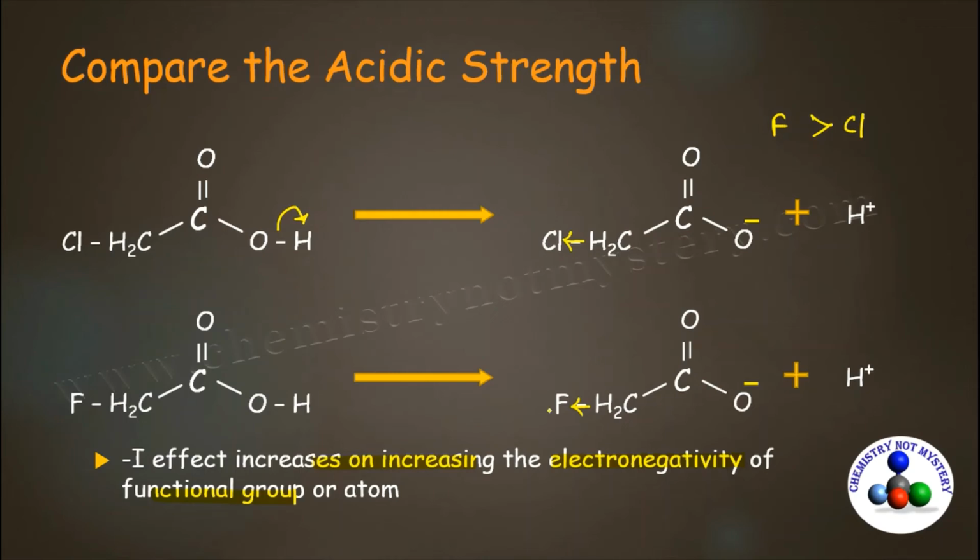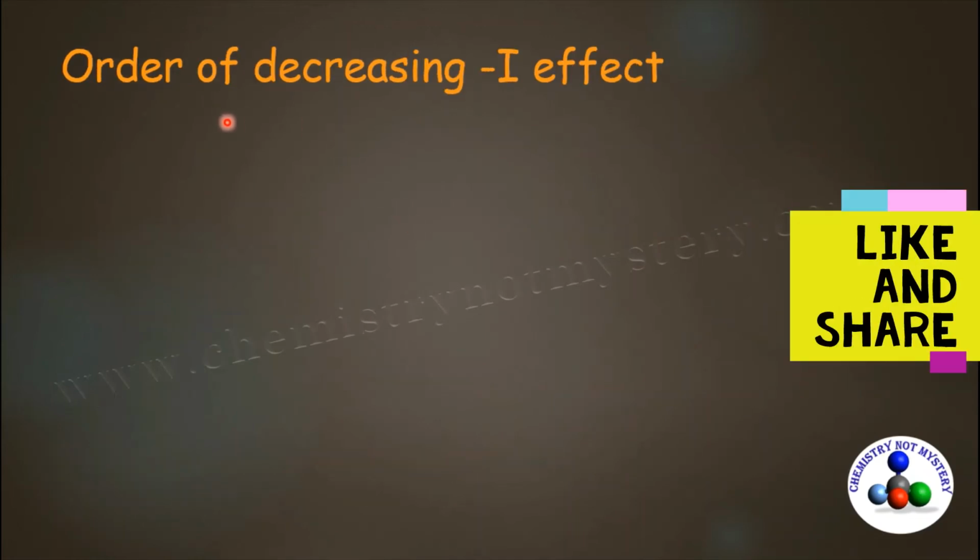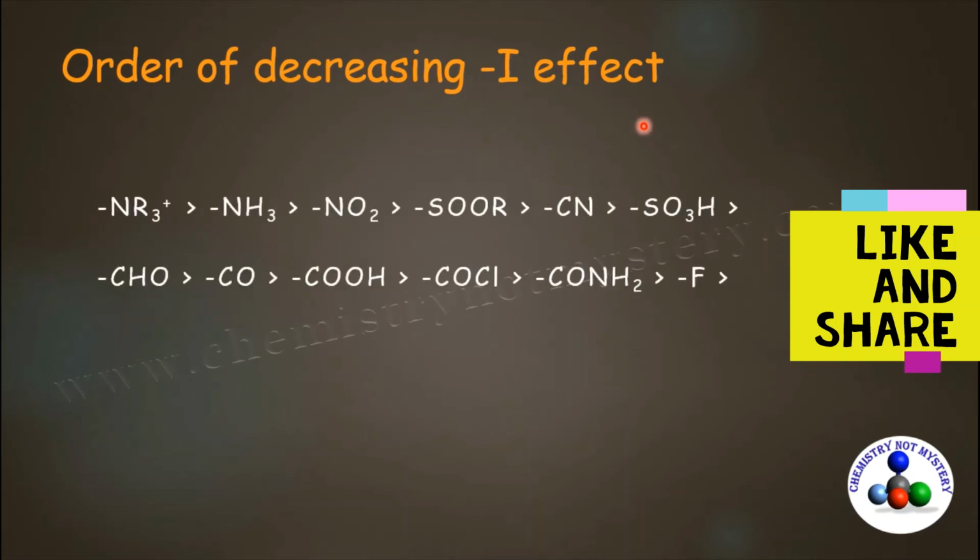So as fluorine is more electronegative, this anion will be more stable as compared to the chlorine substituted anion. So the fluorine substituted acid will be more acidic as compared to chlorine substituted acetic acid. Here is the list of functional groups in their decreasing order of minus I effect as compared to hydrogen.